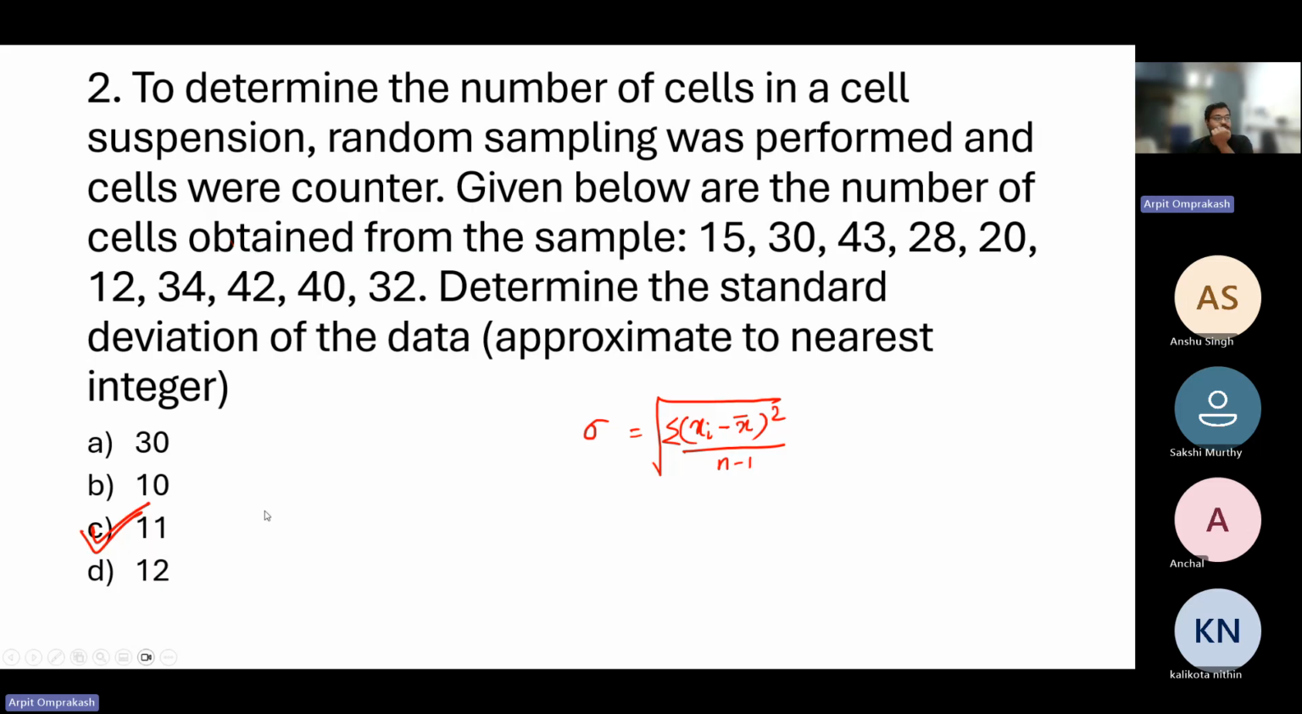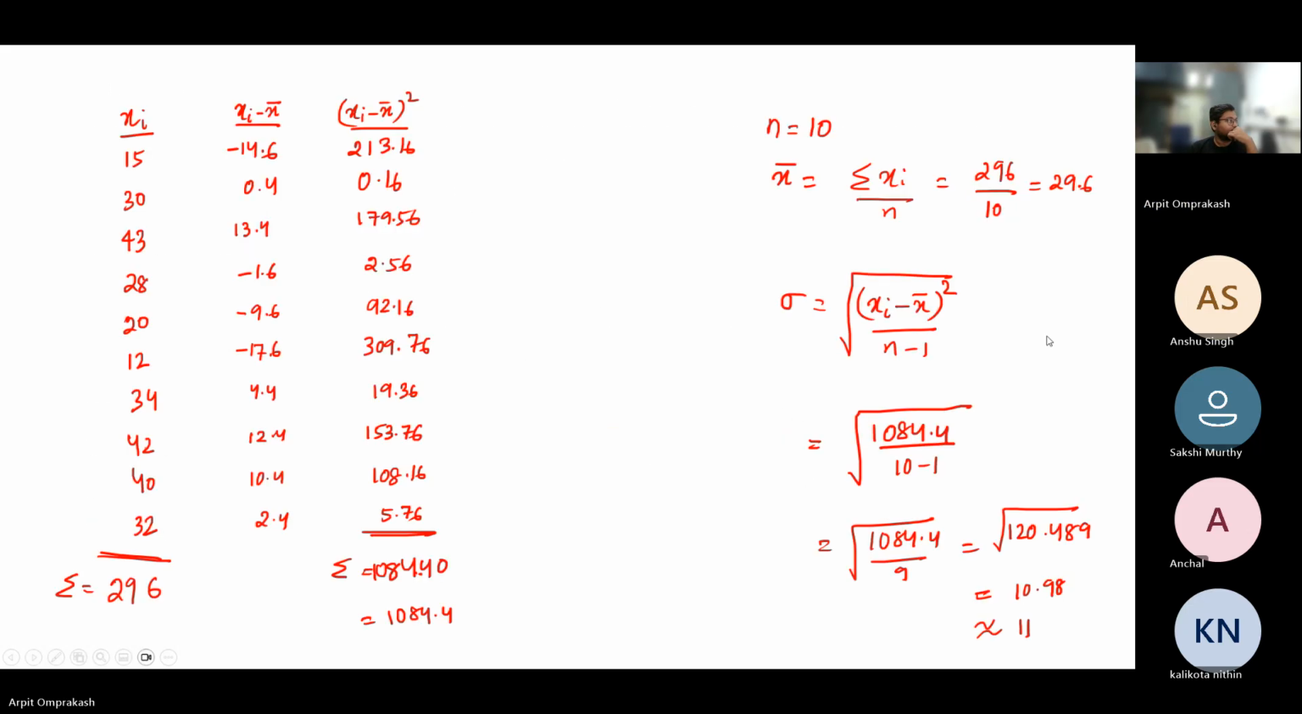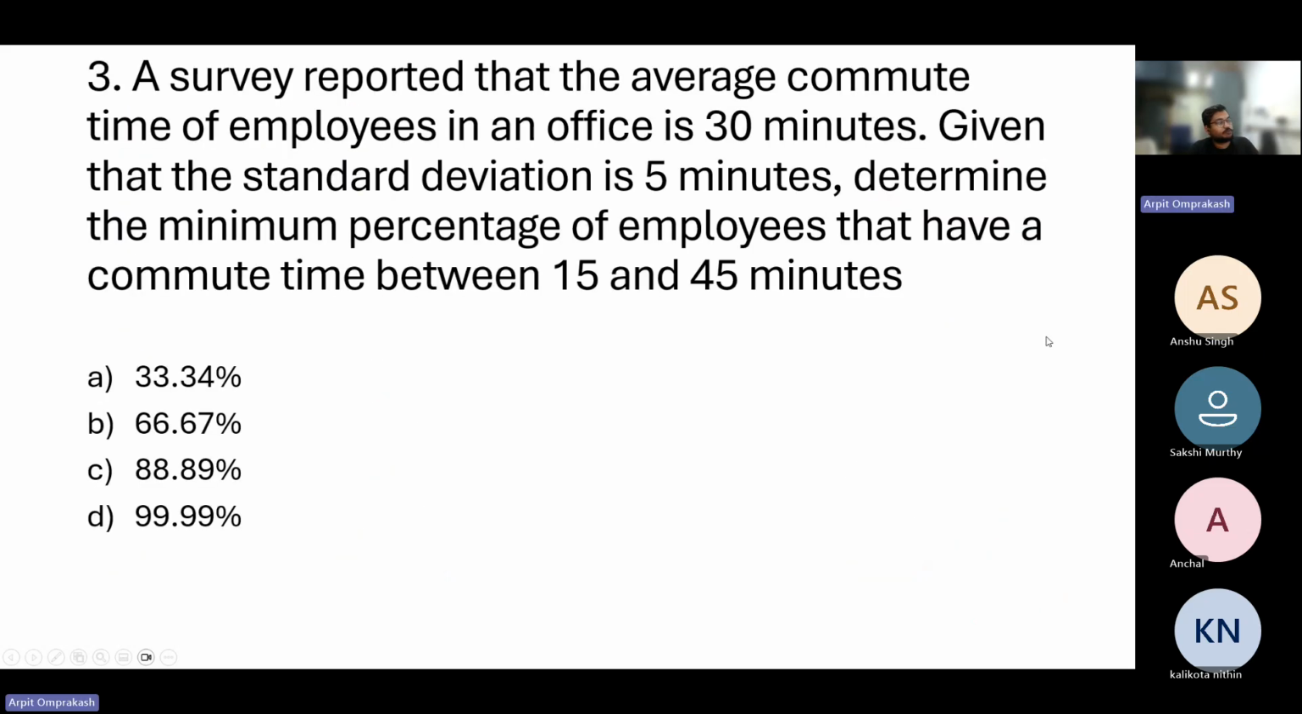Right. And the next question is, a survey reported that the average commute time of employees in an office is 30 minutes. Given that the standard deviation is 5 minutes, determine the minimum percentage of employees that have a commute time between 15 and 45 minutes.